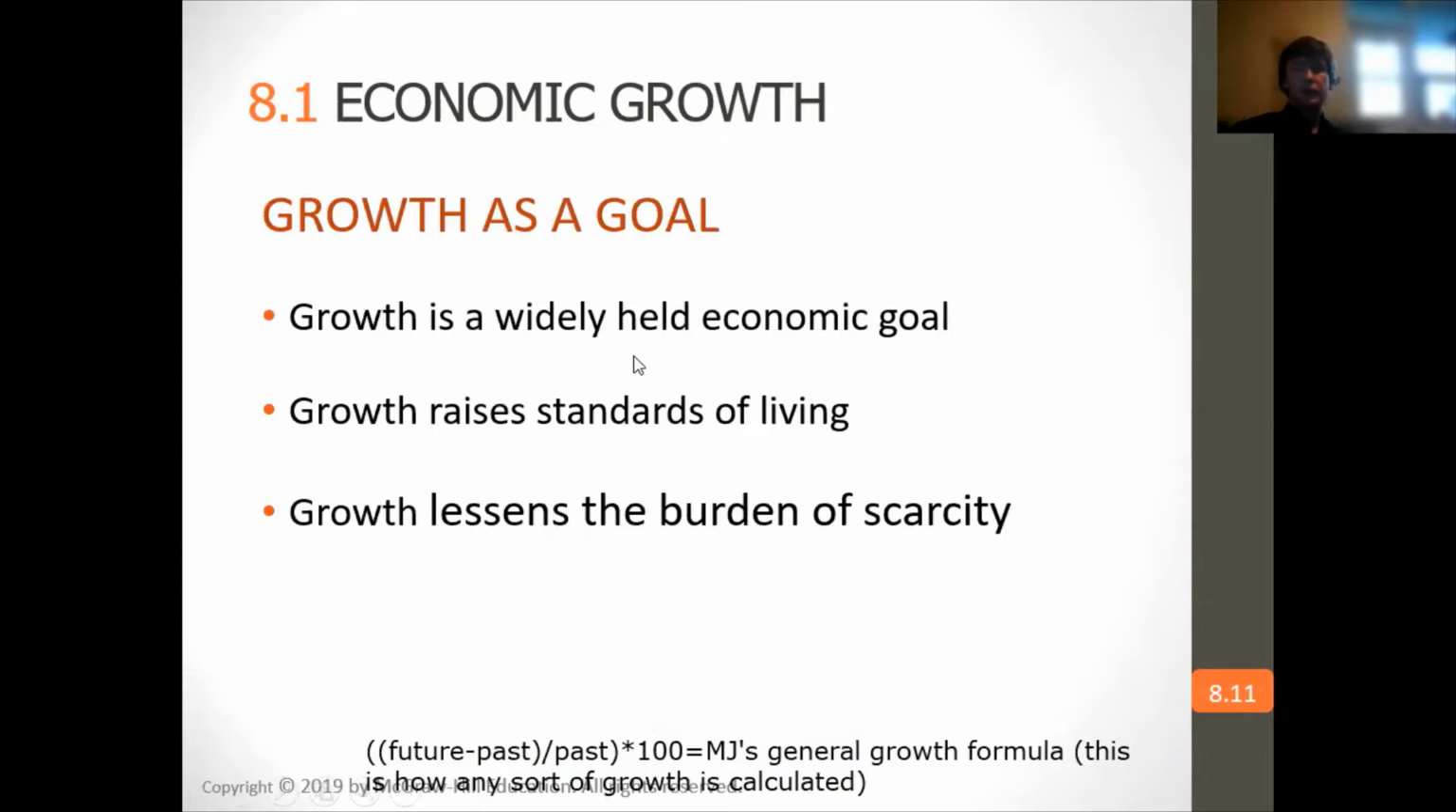So yeah, growth is something that everyone wants. Every economy wants growth. But growth raises standards of living, like growth in real GDP per capita. And growth lessens the burden of scarcity.